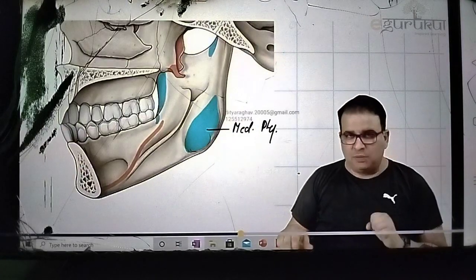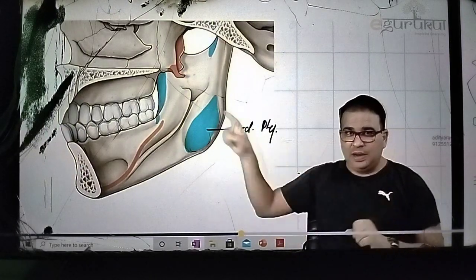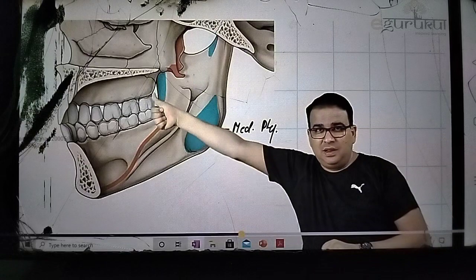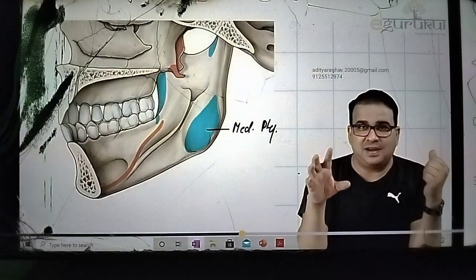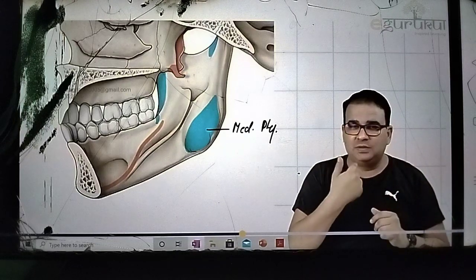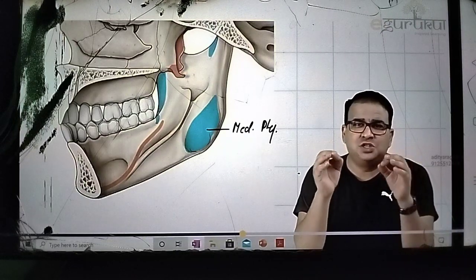So this is a medial pterygoid muscle, and again, three directions of the medial pterygoid. It is running downward, it is running backward, and then we saw in that picture that it is also running outward, lateral. So one action is just like lateral pterygoid only. It will also help in the deviation, the sideways movement. Apart from that, the other two actions are just like masseter muscle.